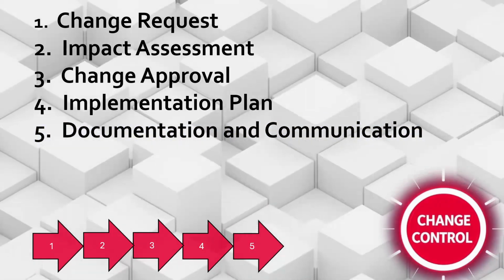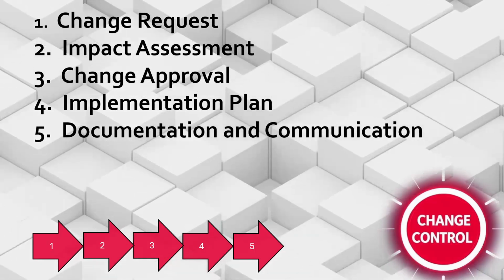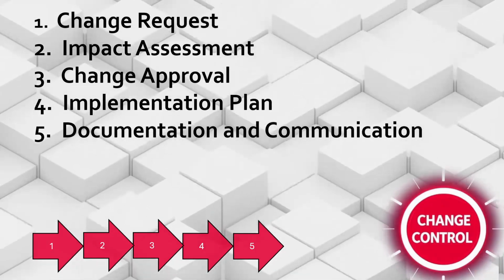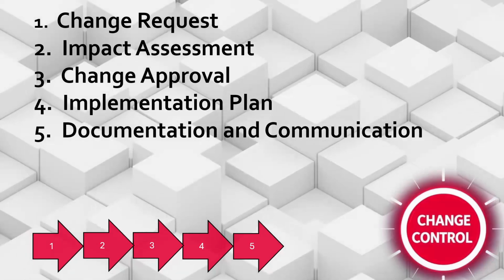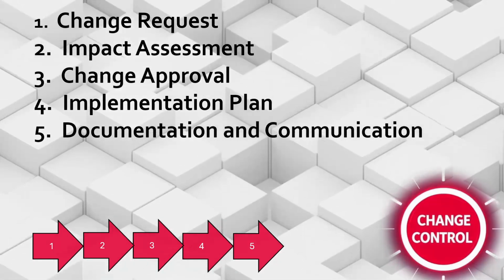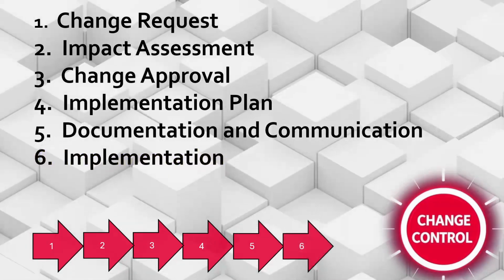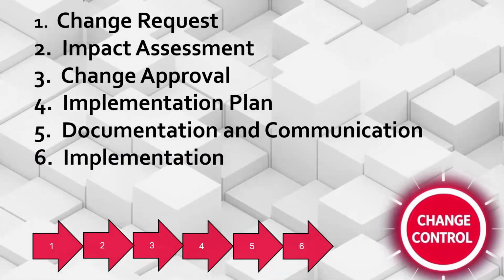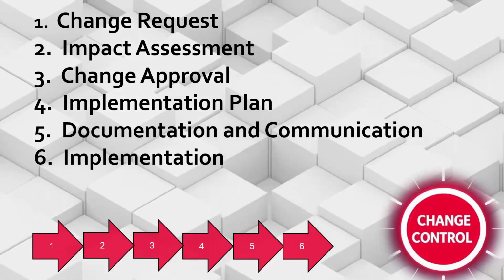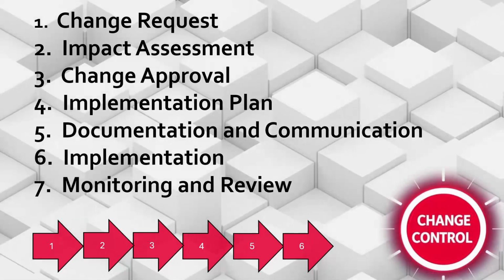Number 5, documentation and communication. All changes must be thoroughly documented and communicated, with evidence of completion of each step added to the change record. It is likely training in a new process will be required, which should be recorded within the quality system. Number 6, implementation. Once all pre-implementation actions are complete, the change may be implemented. Number 7, monitoring and review.